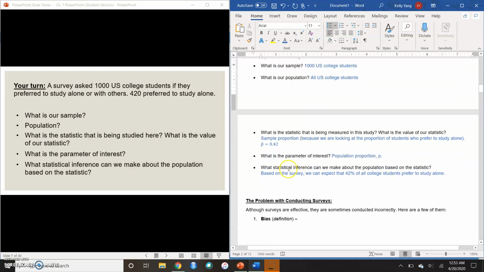So finally, the inference that we can make based on what we found is that based on the survey, we can expect 42% of all U.S. college students to prefer studying alone.